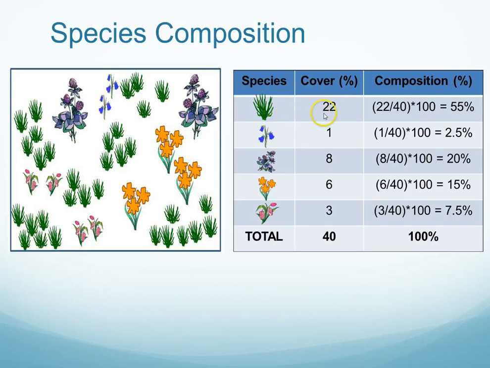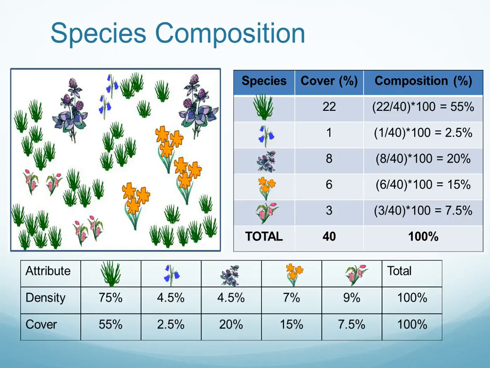The cover of grass was 22%, whereas the cover of the blue flower was only 1%. The total cover on the site was 40%. So composition of grass based on cover is 55%, because that is 22 divided by 40 multiplied by 100. We can see that the attribute that we choose when we are estimating species composition is important, because our results are influenced by the values for the different attributes.